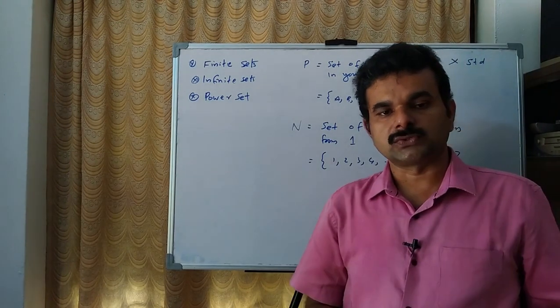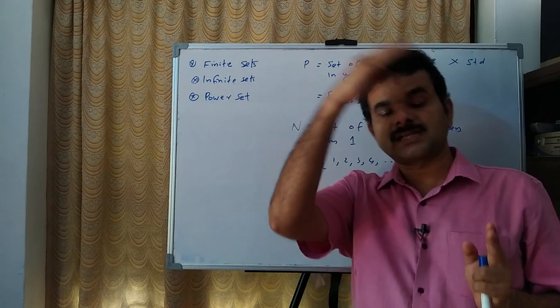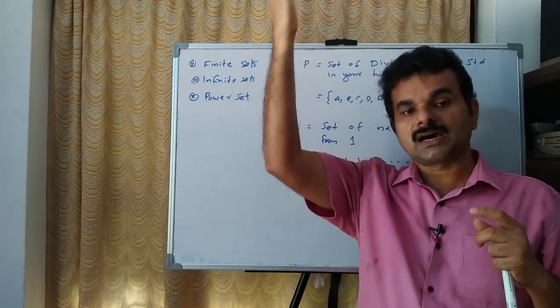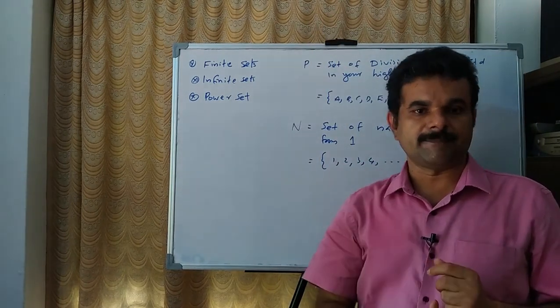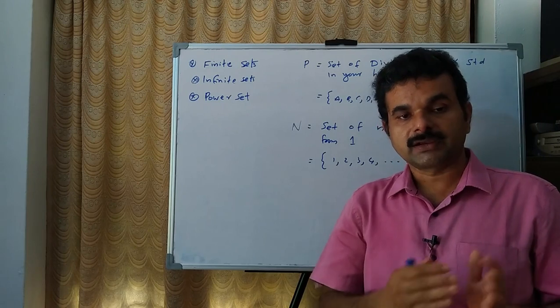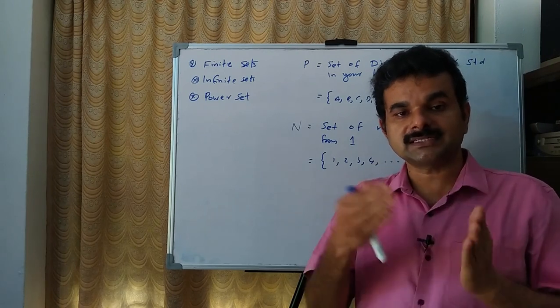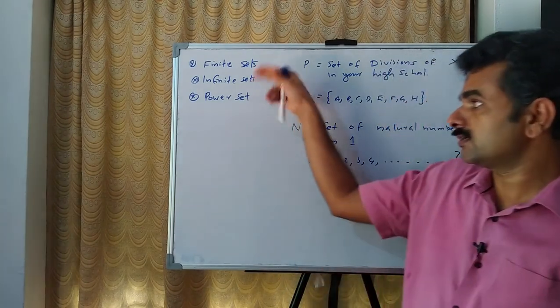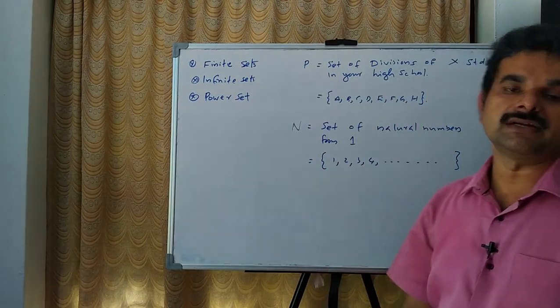Suppose you are asked to write the set of all stars, or to count all the stars in this Milky Way. There will be several stars, which are uncountable. We can't predict the number, isn't it? So such sets are examples of infinite sets. These are examples of finite and infinite sets.